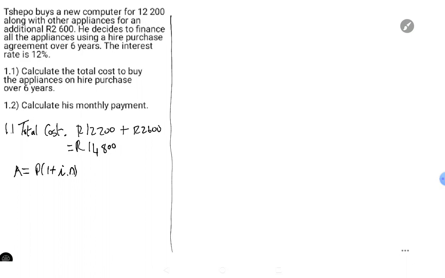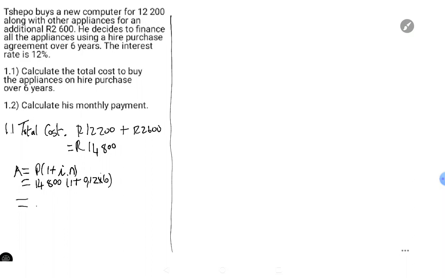Okay, so let us substitute. We're substituting our 14,800 into our principal amount, and then we are putting our 1 there, which is standard. And what is our interest rate? If that's 12, that's going to give us 0.12. Let me just fix that. 0.12. Don't close the bracket yet. Multiply times 6. There we go. And so that is basically what we're supposed to do with this one.